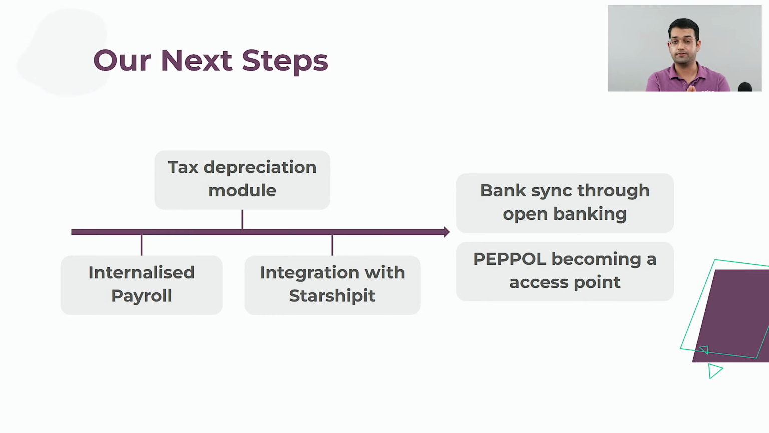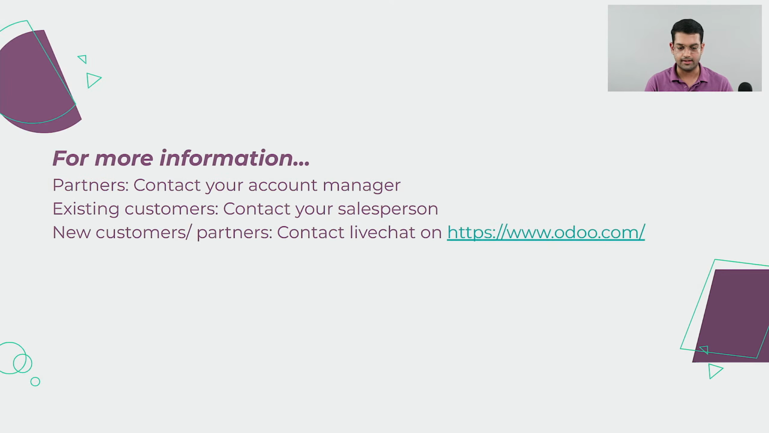I believe that was it for the questions today. We have indeed run out of time. So what I can do is show you guys this slide. For partners, contact your account manager. For existing customers, contact your salesperson. And for new customers, you can contact live chat at odoo.com/help.